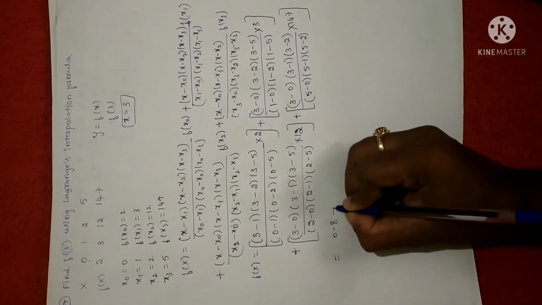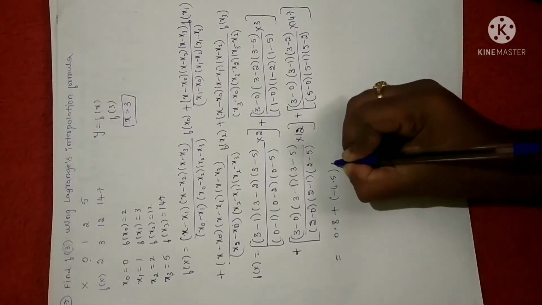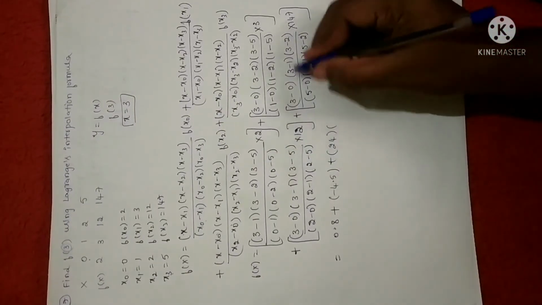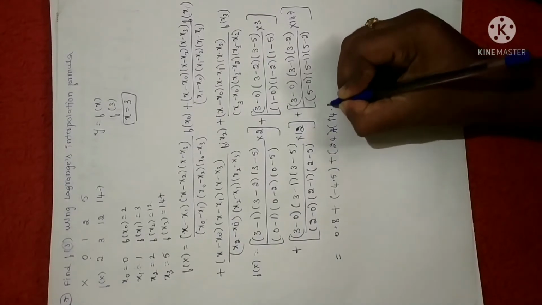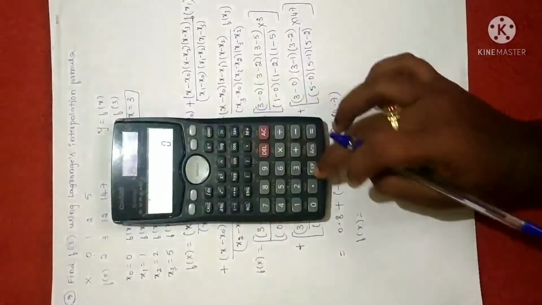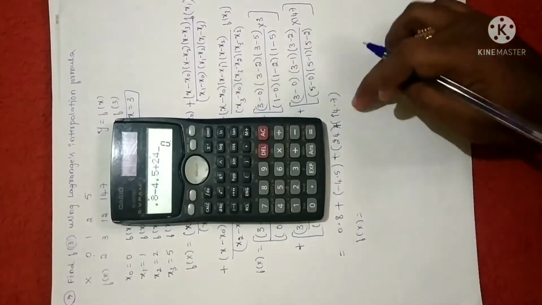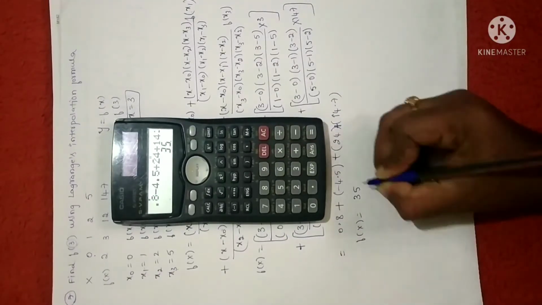So similarly, use the calculator and simplify. You will get minus 4.5 for the second term. Similarly, for the third term, you will get 24. For the fourth term, you will get plus 14.7. So when you simplify, you will get f of x is equal to 0.8 minus 4.5 plus 24 plus 14.7. So it will give you 35.